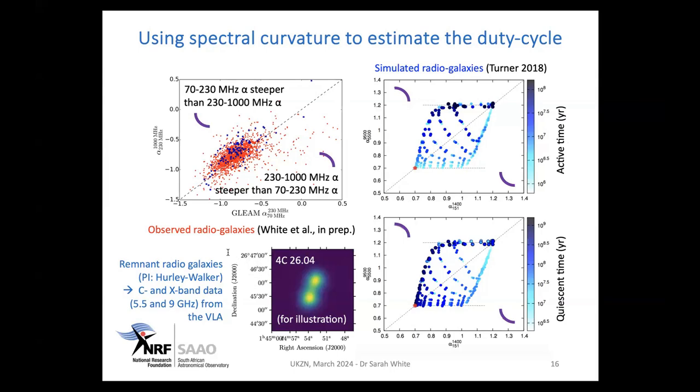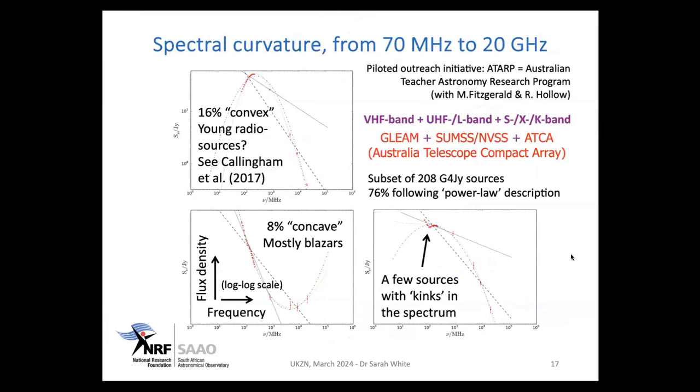And for a subset of these sources, we have follow-up from the VLA to also look for remnant radio galaxies. Those are the sources where we can detect the radio emission from the radio lobes, but with the existing radio images, we don't have a detection of the radio core. So we need to go to higher frequencies, such as 5.5 and 9 gigahertz. And for a subset of the sample, we've extended that radio coverage further still out to 20 gigahertz. That's by combining information from GLEAM and SUMSS NVSS with data from the Australia Telescope Compact Array at 5, 9, and 20 gigahertz.